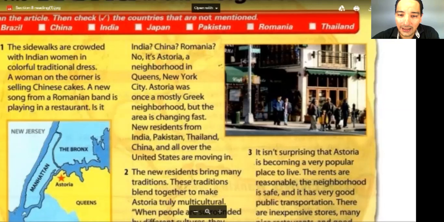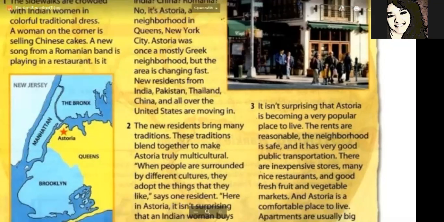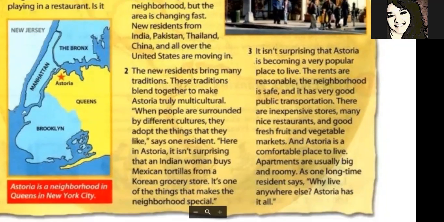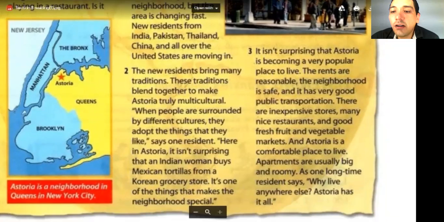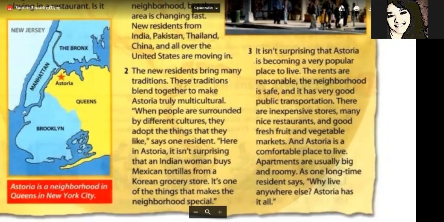Whoever wants to participate, microphone. Okay. Another word. Next word. So we said sidewalks, aceras; crowded, concurrido. Next word. Reasonable. Where is it? In the last paragraph. Very popular. The rents are reasonable. Razonables. Las rentas. Razonable, okay.